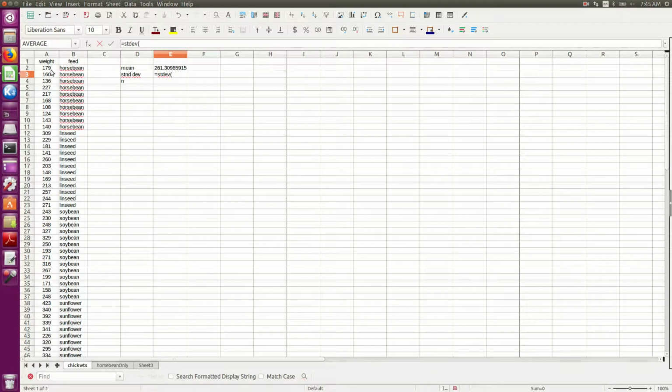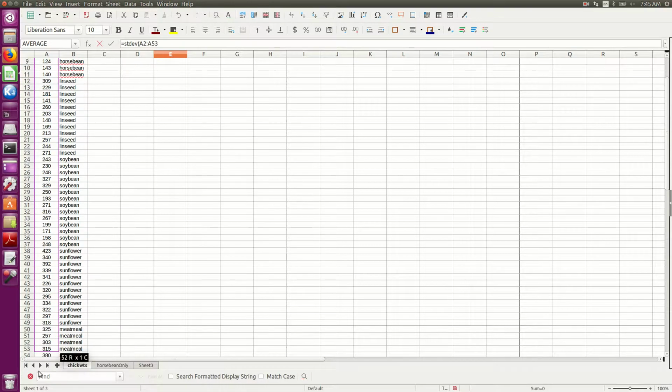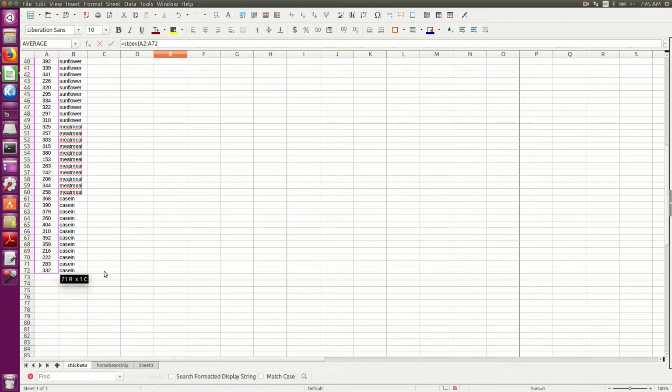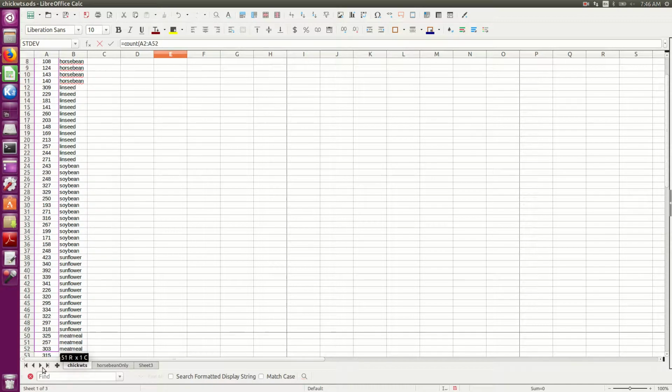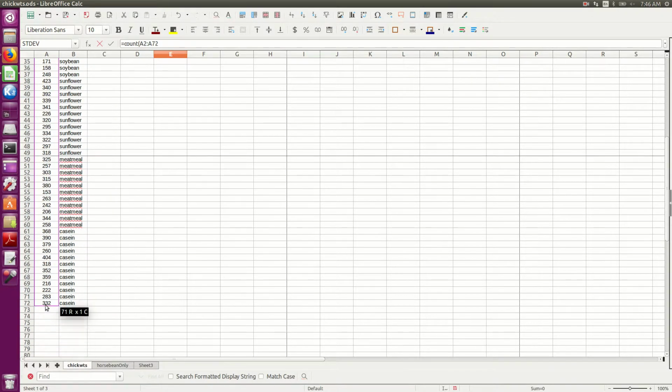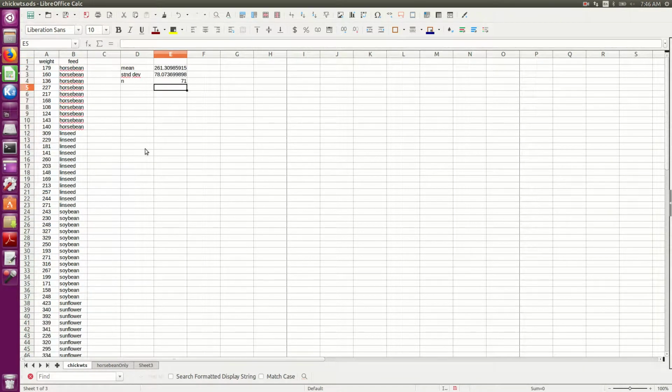Let's see, I think I'm spelling that wrong, but we'll see pretty quickly here. So I think I needed an N in there. No, I guess I didn't. Okay, so there's standard deviation. And then to get the count, or N, I simply say count, and it counts all the values here that have numbers in them, or all the cells that have numbers in them. And so there we go, we needed that.